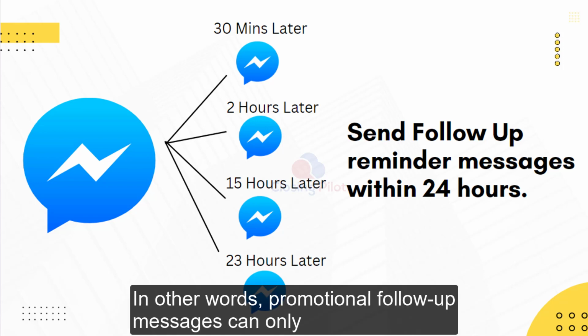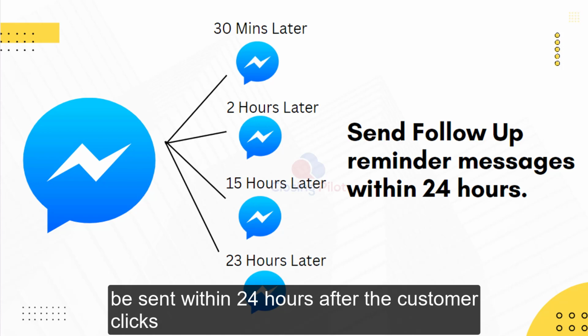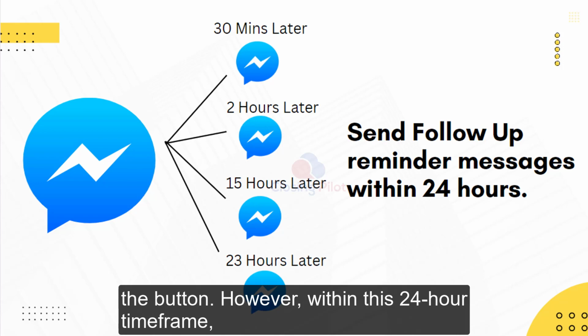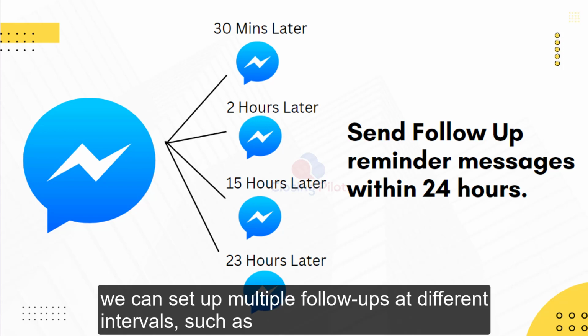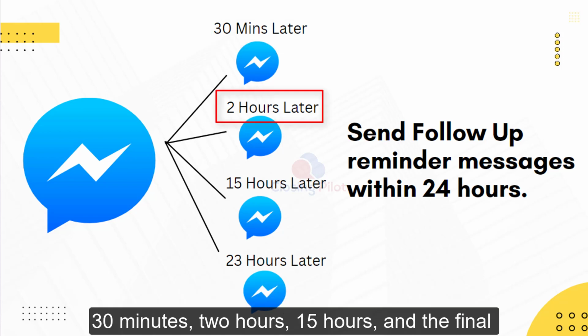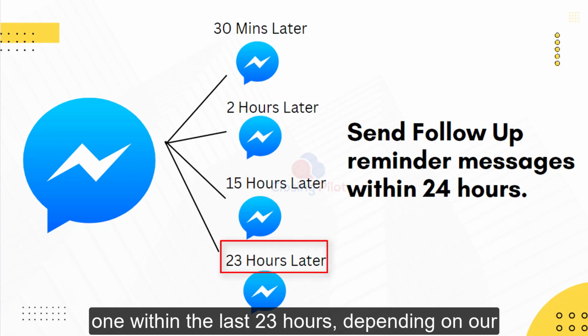In other words, promotional follow-up messages can only be sent within 24 hours after the customer clicks the button. However, within this 24-hour timeframe, we can set up multiple follow-ups at different intervals, such as 30 minutes, 2 hours, 15 hours, and the final one within the last 23 hours, depending on our preferences.